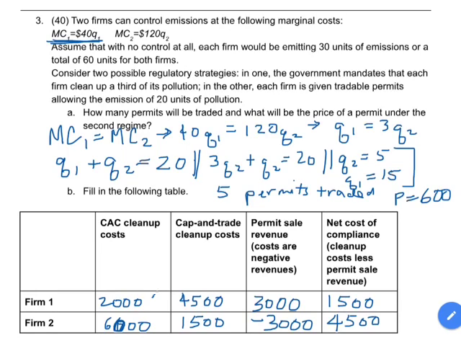Firm 1 was spending 2,000 to clean up under the command and control. Now it's net 1,500, so that's a savings. Firm 2 was spending 6,000. Now it's down to 4,500. There's a big savings there.